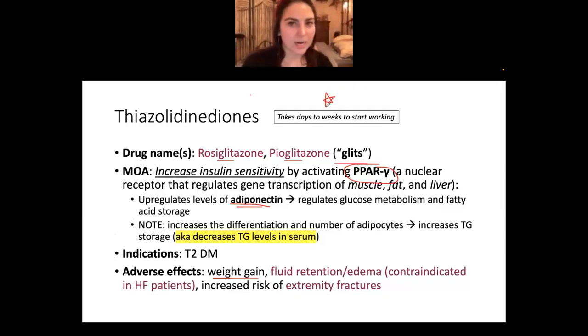But another thing too is these guys take a really long time to start working. So don't be alarmed if you give this drug and nothing really happens until about 2 to 3 weeks later. That's just another clue that it's this drug.